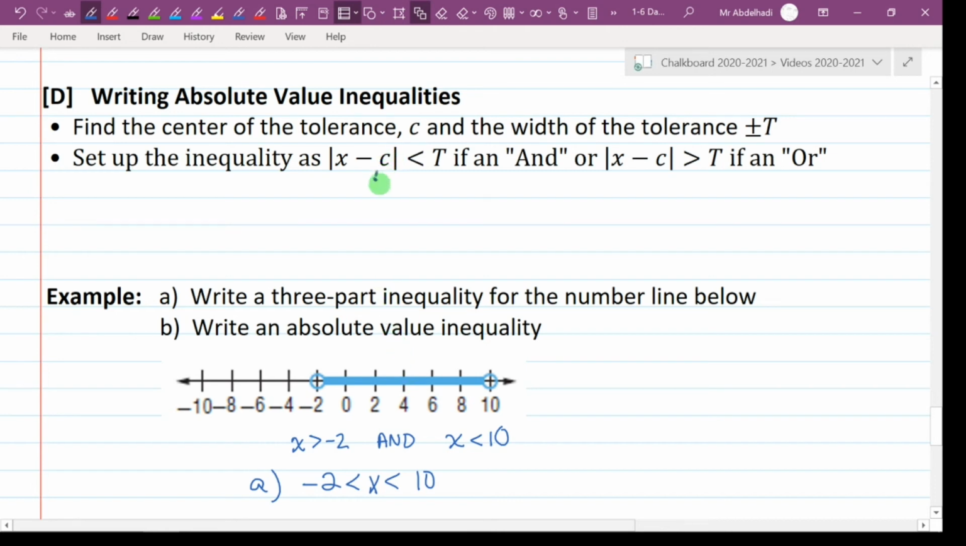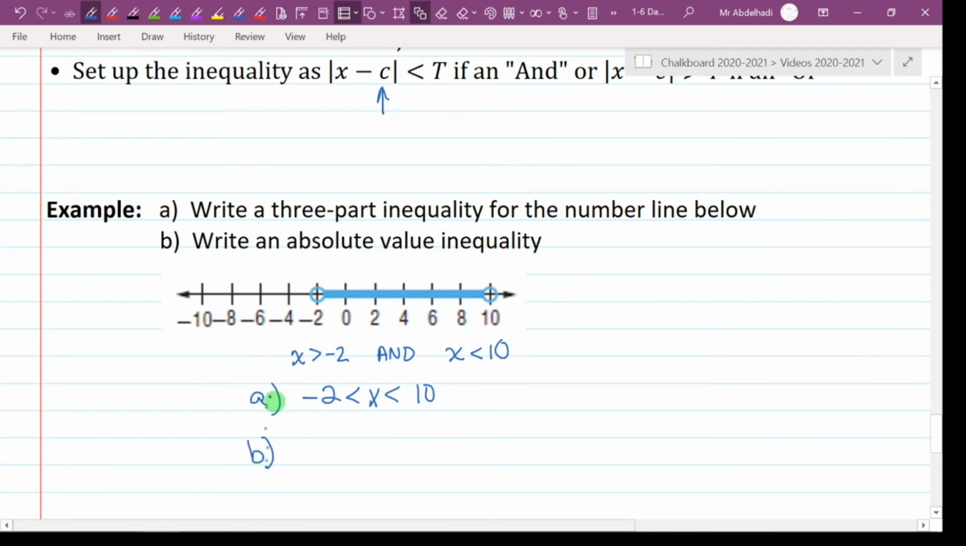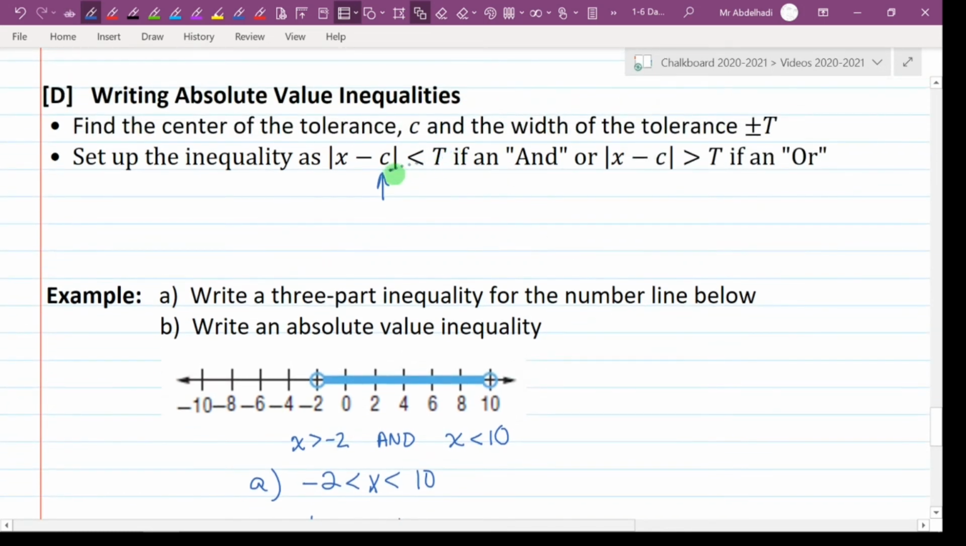And that's going to go here in this formula that I have up here. It's going to be x minus the center, which is 4, is less than whatever the distance is in either direction, which we established is going to be 6. So for part B, you're going to use this formula up here. It's x minus the center, x minus c, and then if it's an and, meaning they're going towards each other, this will be a less than. And you can see here, it says less than if it's an and, or greater than if it's an or.